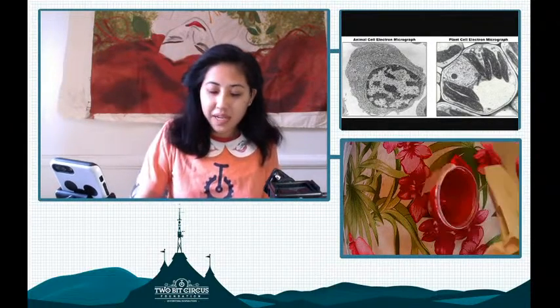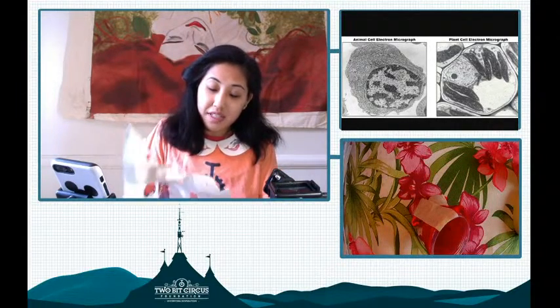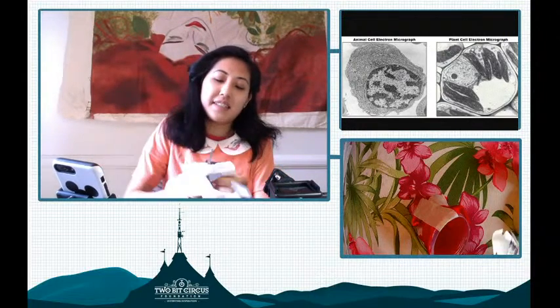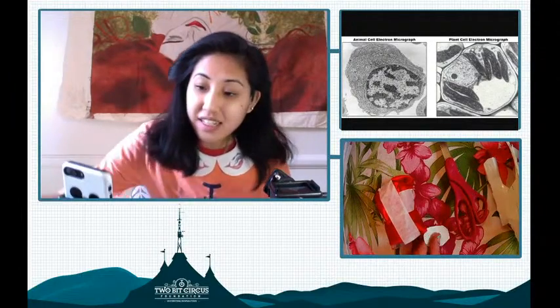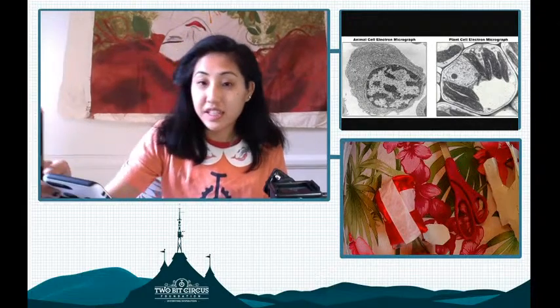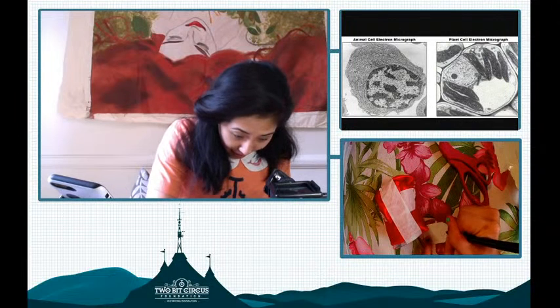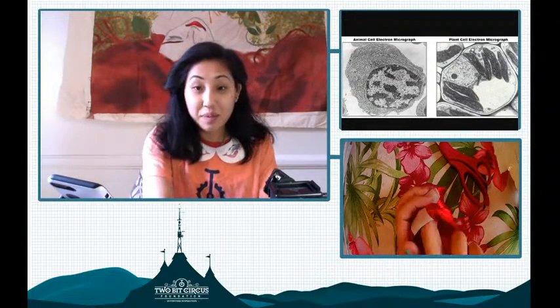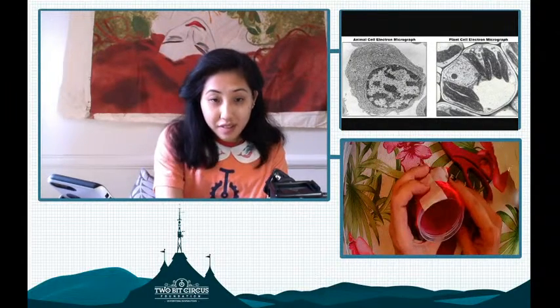Oh well, happy accidents. So let's see, because the nucleus is round, I'm going to make a nucleus. There we go, got a round nucleus. And I think I'm going to color in a nucleolus, which is that darker spot inside of the nucleus. All right. And I'm going to put that inside my cup for the representation of my plant cell.